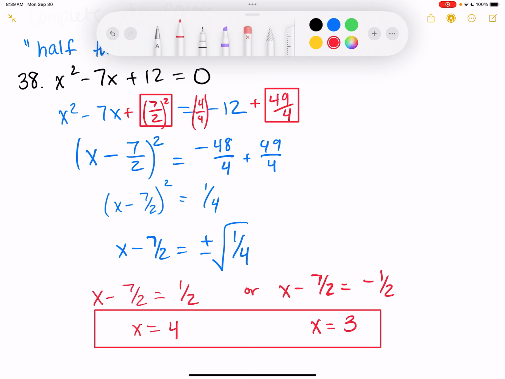So like I said, I could have factored this one from the beginning and it would have been a lot easier, but for some reason they say I had to complete the square. So if that's what they say, that's what we have to do. Any questions on that one at the moment? Okay, let me find another one.